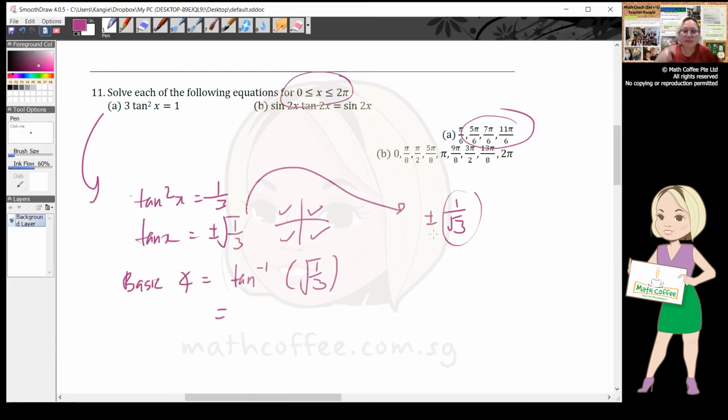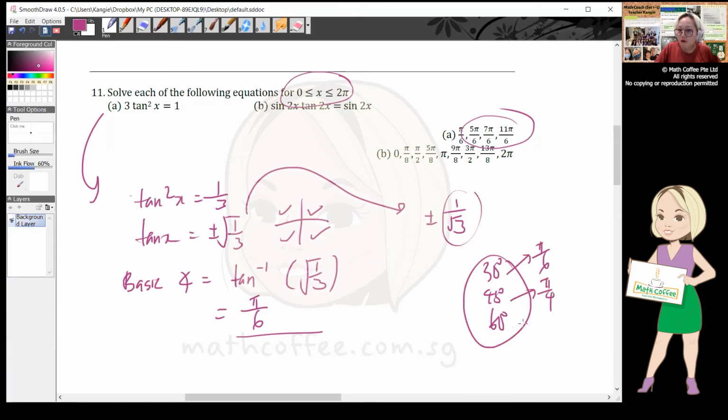So I know that my basic angle in terms of pi will be pi over 6. Okay, you cannot put in decimal. This is a common mistake. Whenever your basic angle is a special angle, 30, 45, or 60 degrees, you cannot leave your answer in decimal radian. You must leave your basic angle in terms of pi. 30 is pi over 6. 45 is pi over 4. 60 is pi over 3. Okay, so in this case, because my basic angle is 30 degrees, I have to put it as pi over 6.